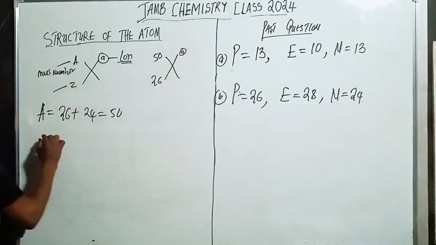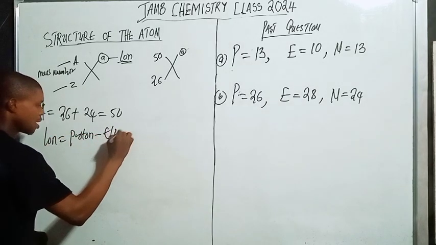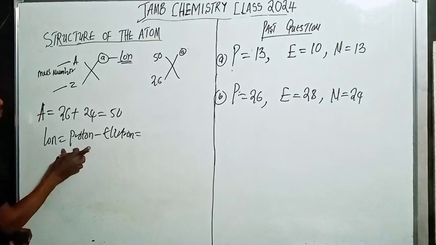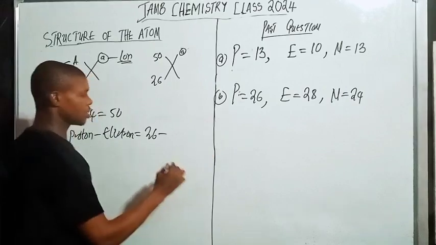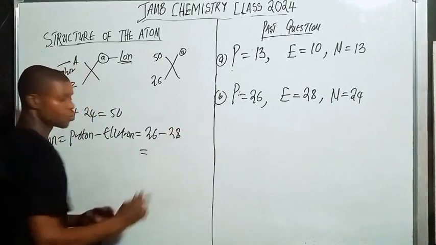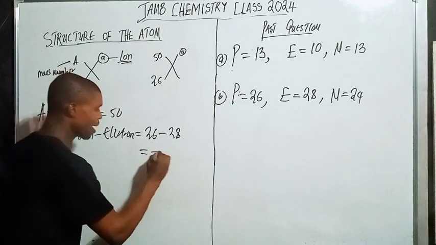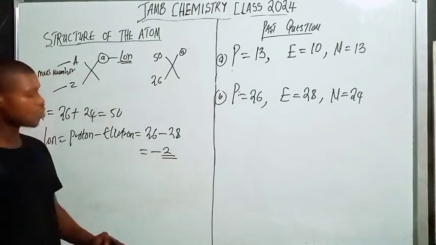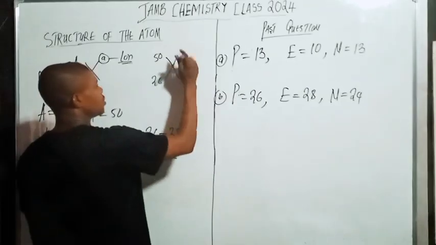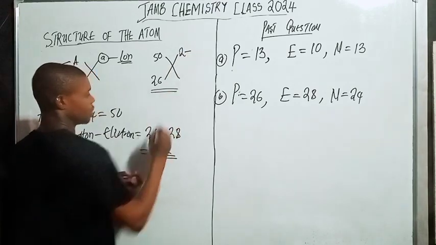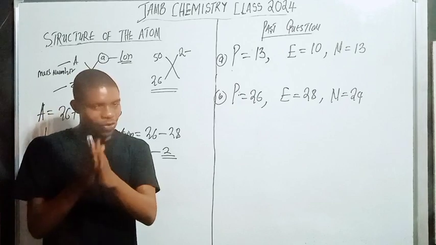Now let's get our ion. Remember, ion equals proton minus electron, right? So my proton here is 26 minus electron, which is 28, right? So 26 minus 28, I'm going to have minus 2, right? So that is a negative ion. Minus 2. You get? So these are the types of questions JAMB will ask you in your exam.